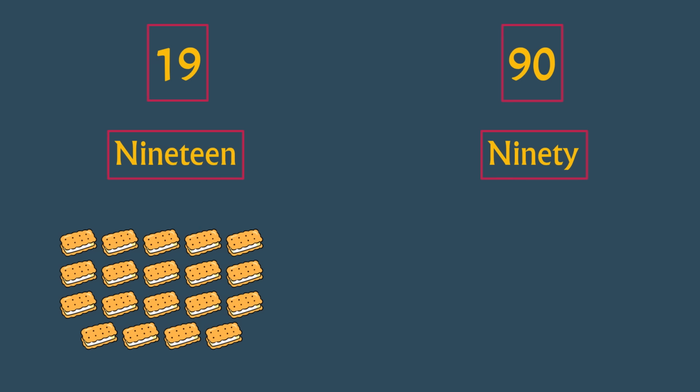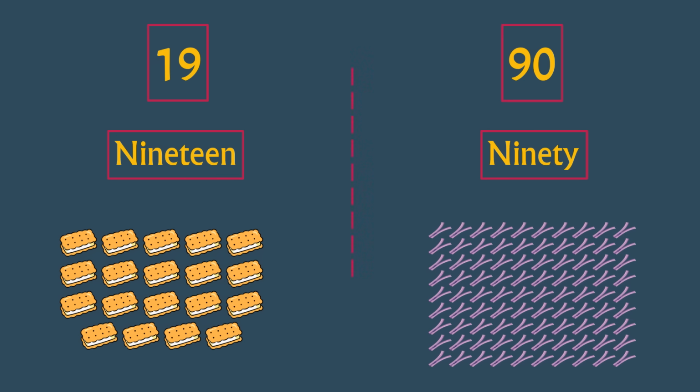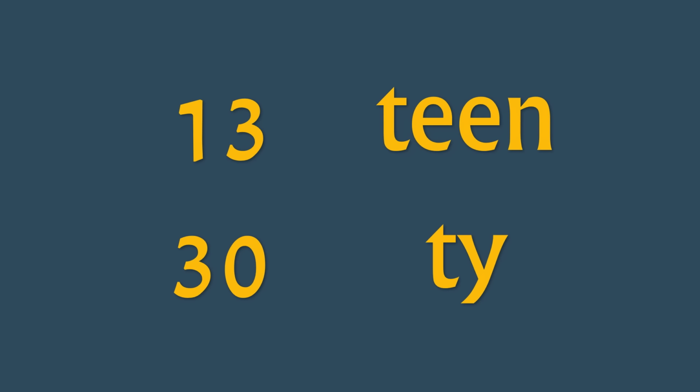This number is 19. This number is 90. 19, 90. Remember, the teen number always contains the number 1, and the T number ends with a 0.